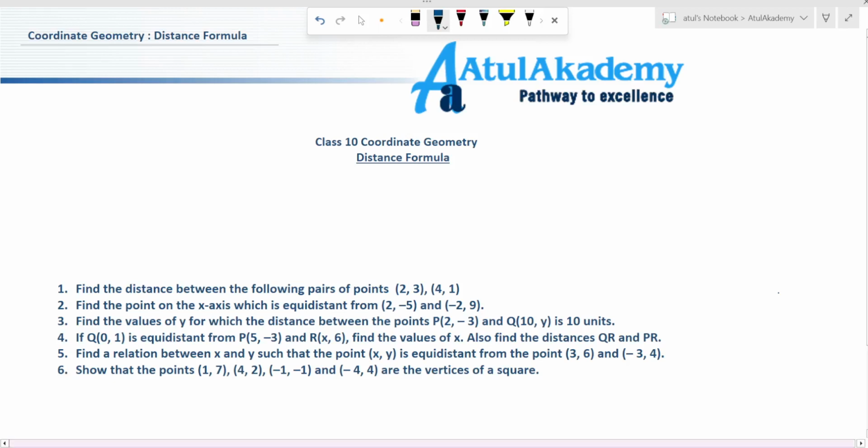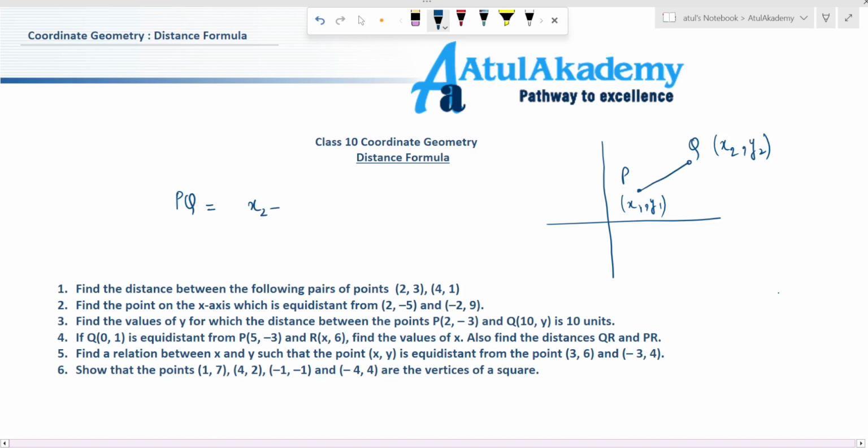Hello students, in this video we are going to learn about the distance formula, which is a topic in coordinate geometry. We use the distance formula to find the distance between 2 points given in a coordinate system. Let's say we have 2 points P and Q, where P is (x1, y1) and Q is (x2, y2). So the distance between them, PQ, is given by the square root of (x2 minus x1) whole square plus (y2 minus y1) whole square.